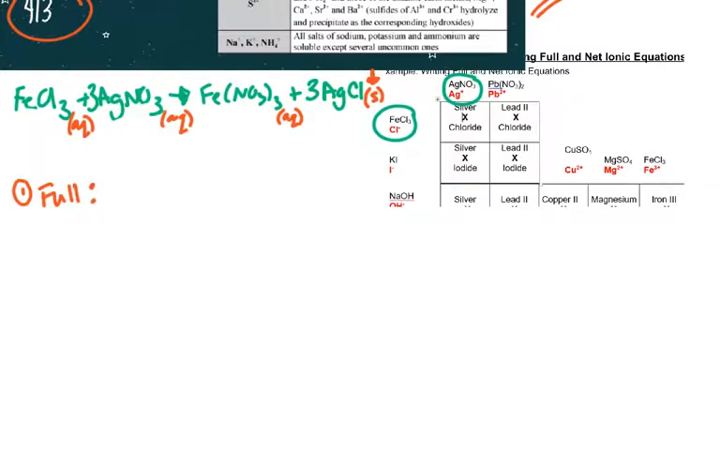So that means that I'm going to break up all of my compounds into their ions, except for the one that's solid. The reason I'm breaking them all up is because when you put a soluble solution into a liquid, it breaks up into its ions. That's why we call it aqueous. It doesn't form new compounds.